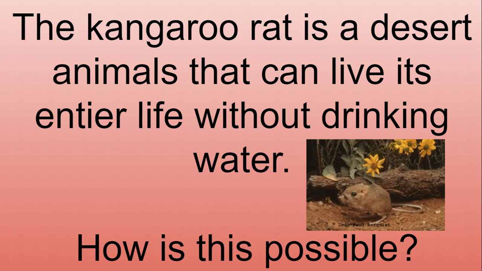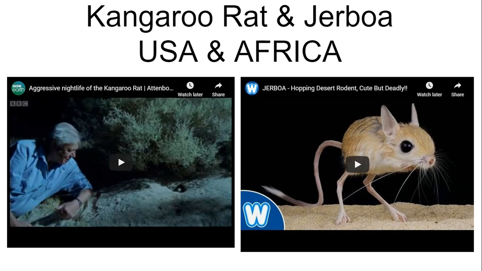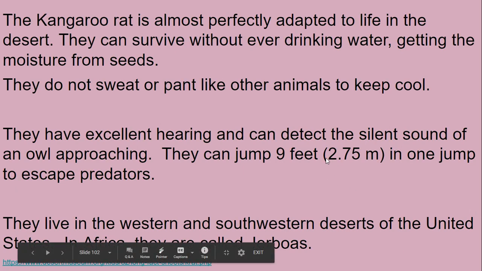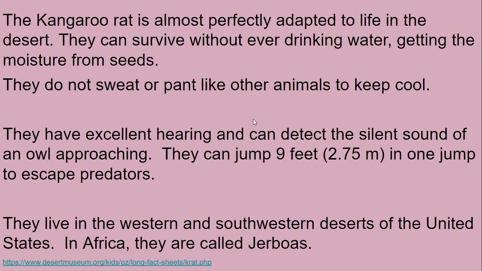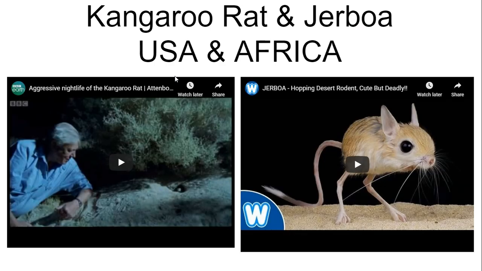All right, so how about, this is coming to the end here, there's a really cool kangaroo mouse called the kangaroo rat. It can actually go its entire life without ever drinking water, believe it or not. They can jump super high, 9 feet in one jump. They don't sweat or pant the way other animals do to keep cool, because when you sweat and pant, you're getting rid of water. They get all of their moisture from seeds that they eat. They are perfectly adapted to desert life.